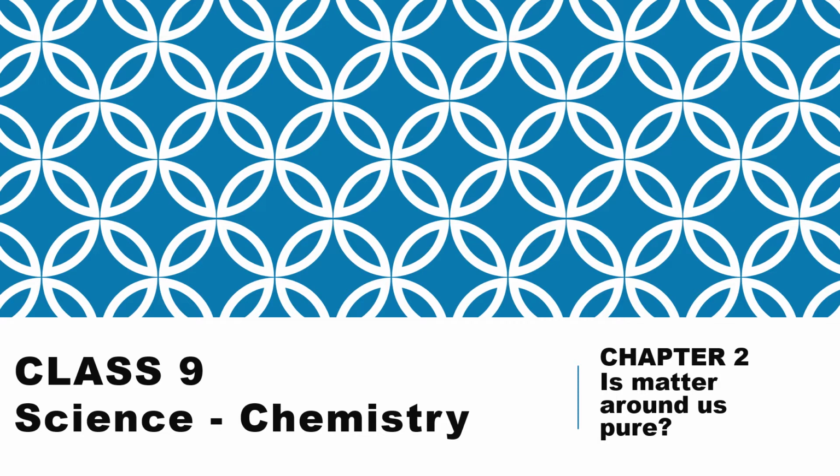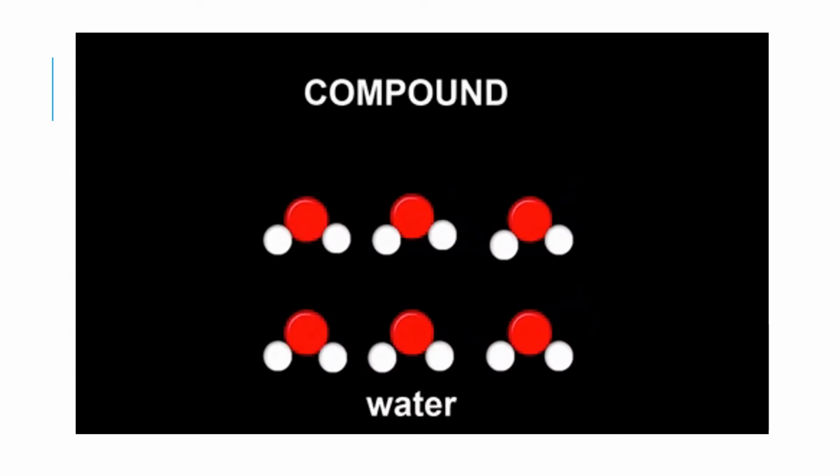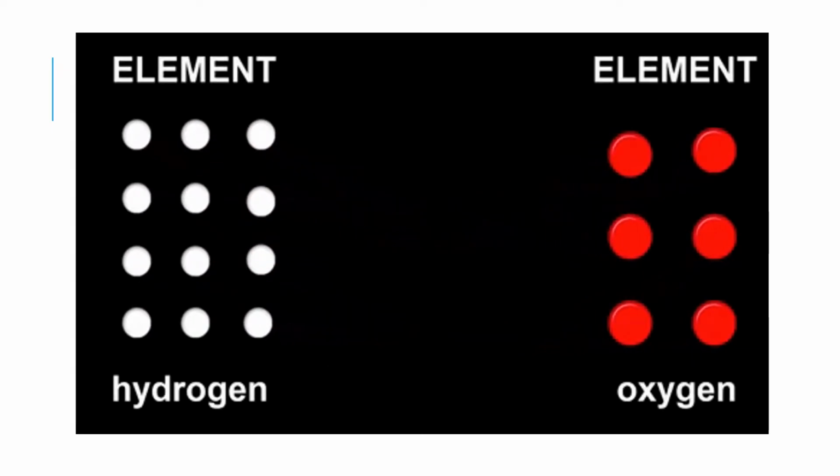Chapter 2 is Is Matter Around Us Pure? In the previous class, you learnt about the pure substance elements in detail. In this class, let's learn about compounds.